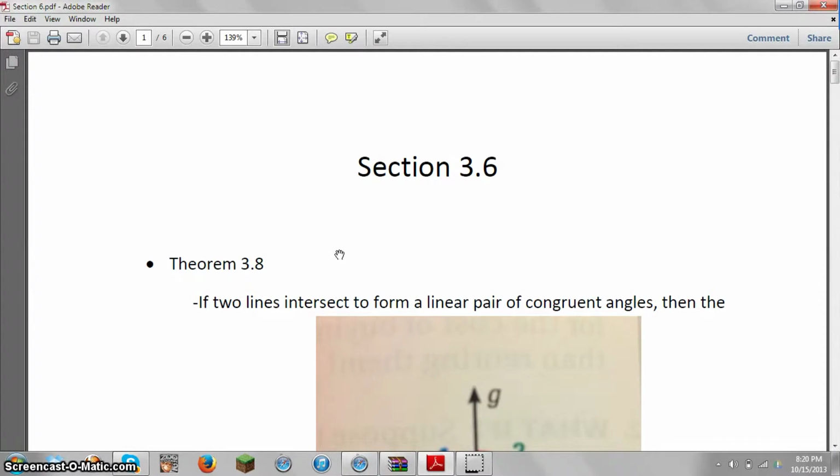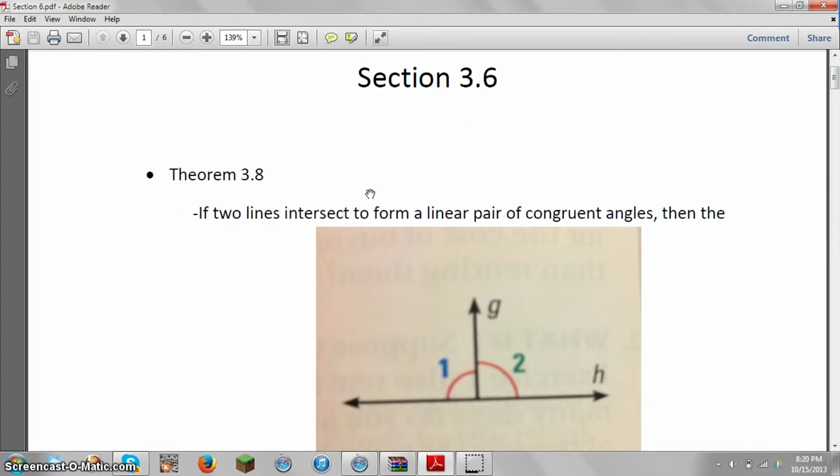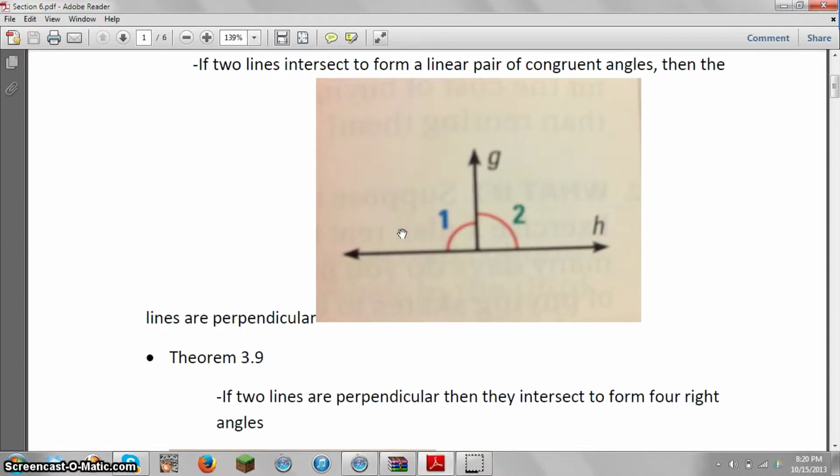Welcome to section 3.6. This covers proving theorems about perpendicular lines. Let's jump right in. Theorem 3.8 says that if two lines intersect to form a linear pair of congruent angles, then the lines are perpendicular.